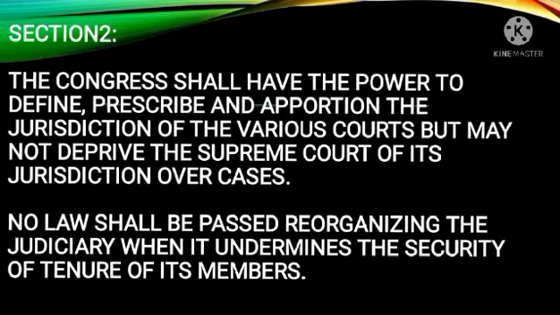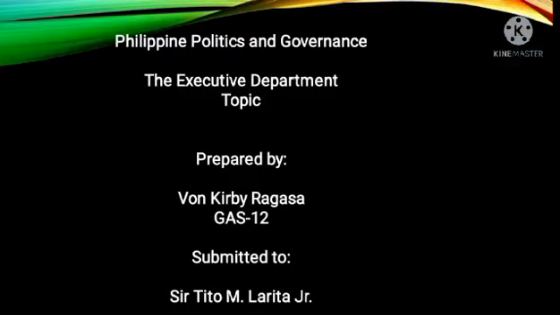On Section 2 of the 1987 Constitution, the Congress shall have the power to define, prescribe, and apportion the jurisdiction of the various courts, but may not deprive the Supreme Court of its jurisdiction over cases. No law shall be passed reorganizing the judiciary when it undermines the security of tenure of its members. That was the last branch of the national government, which is the judicial department.